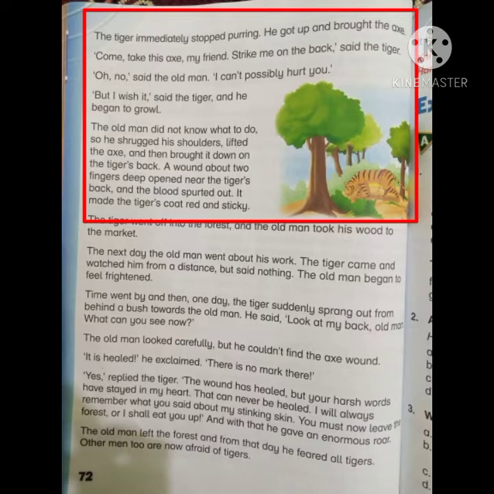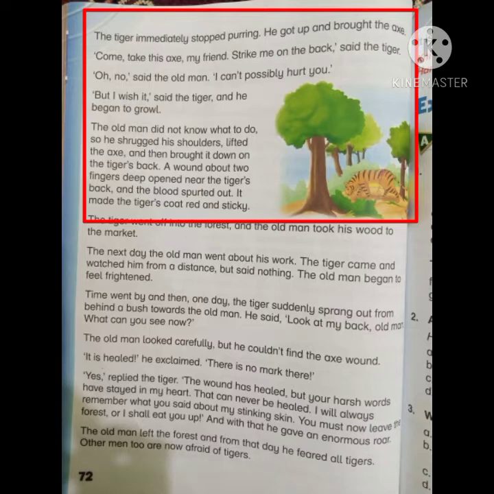The old man did not know what to do, so he shrugged his shoulders, lifted the axe, and then brought it down on the tiger's back. A wound about 2 fingers deep opened near the tiger's back, and the blood spurted out. It made the tiger's coat red and sticky. Immediately means without any delay.